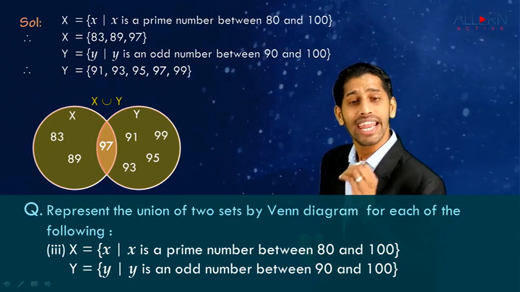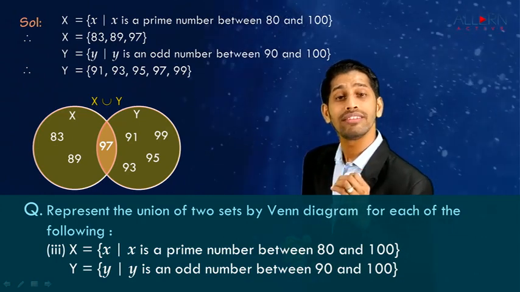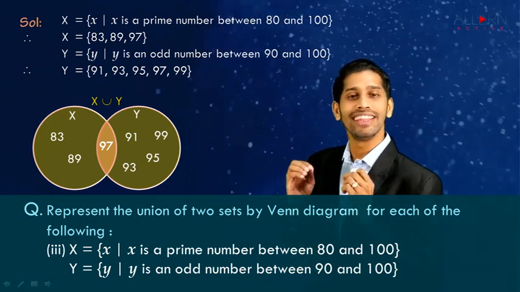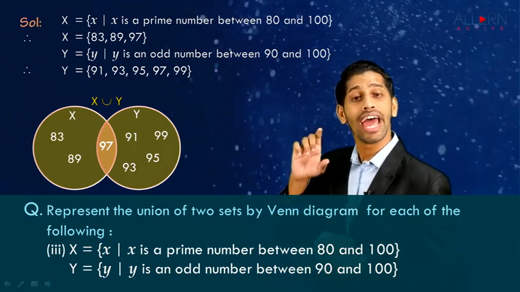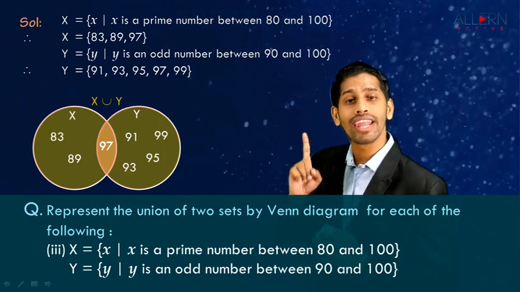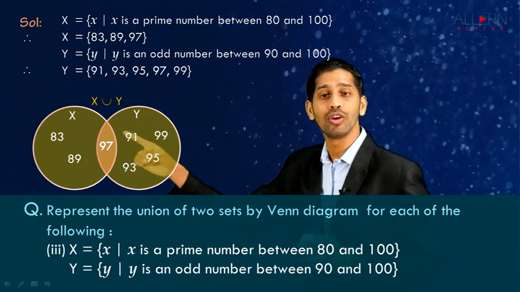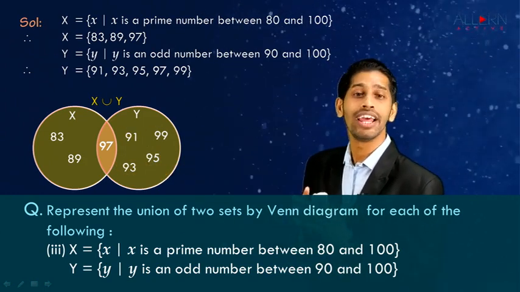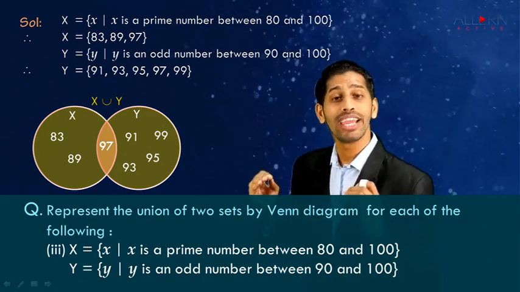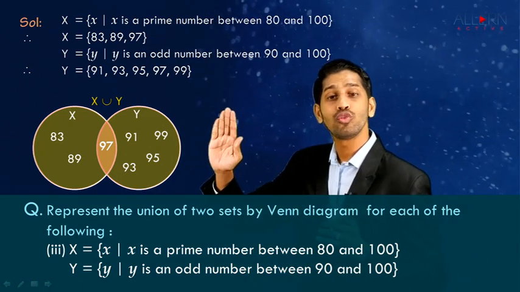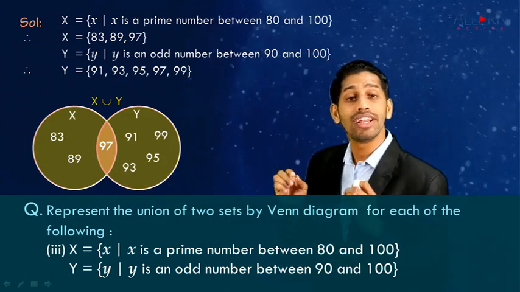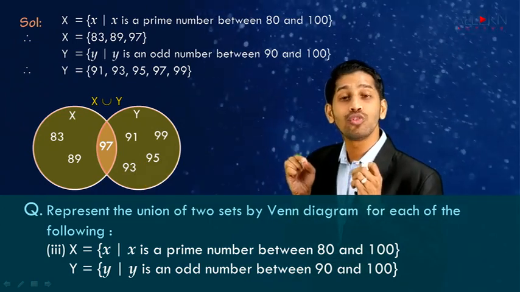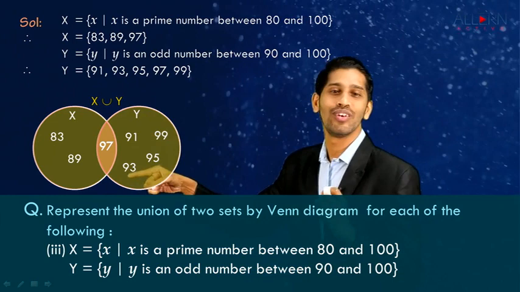But child, in exam, if the question could have been represent the intersection, in that case we have to shade only that part which contains only one element, that is 97. So we could have shaded this part, but now the question is union, that means we have to shade the entire part. So remember one thing, if the question is union, we have to shade the entire thing, and if the question is intersection, we have to shade only this common part. That is very important, right?